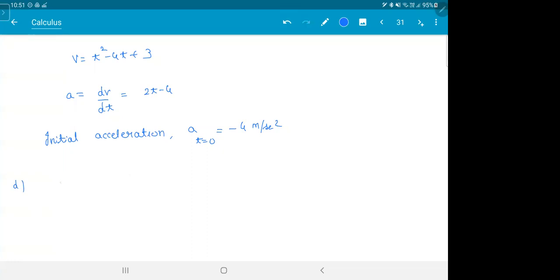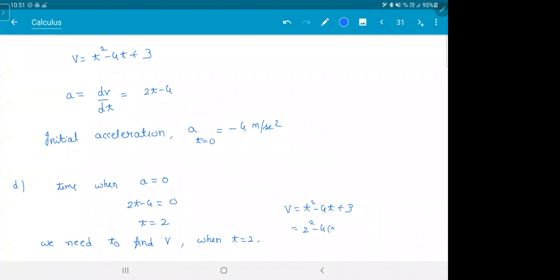Find v when acceleration is 0. So time when a is 0 is what? 2t minus 4 is 0. So t is 2 seconds. So indirectly, I'm asking you, we need to find velocity when t is 2 seconds. So what is v? t square minus 4t plus 3. So 2 square minus 4 into 2 plus 3. So 4 minus 8 plus 3, minus 1.